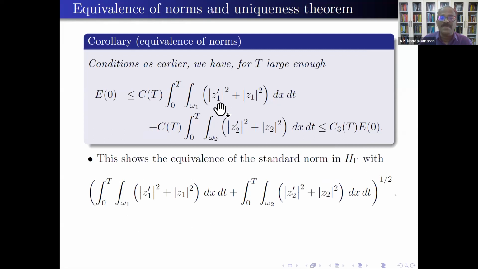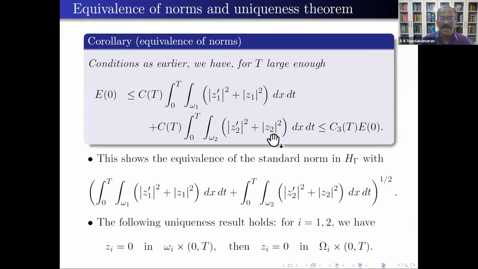So here you see when Z1, Z2 equal to 0, and all this is 0, you get that one. So you get the entire information by knowing your Z1 in omega. And that leads to exactly again the uniqueness result. You see, when Zi equal to 0 in omega i cross (0, T), then Zi equal to 0 in omega i.